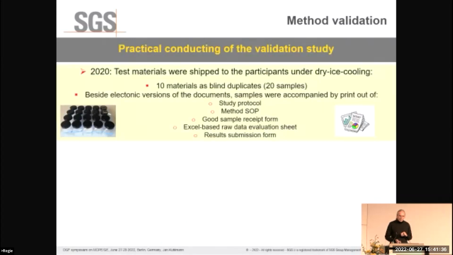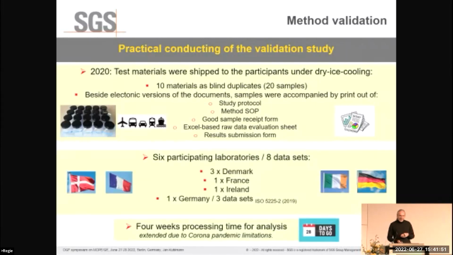So the practical conducting was the way that we shipped the test materials under dry ice cooling, of course. We took 10 materials as blind duplicates in order to make it difficult for the participants to identify the duplicates. And this now is the weak point of the study. It was just 6 participating labs, as FEMA decided to have this ring trial not open to external participants. But you need at least 8 data sets for statistical evaluation. And therefore, the German lab supplied 3 independent data sets, which seems to be a curiosity, but it's acceptable according to the ISO standard for method validation.